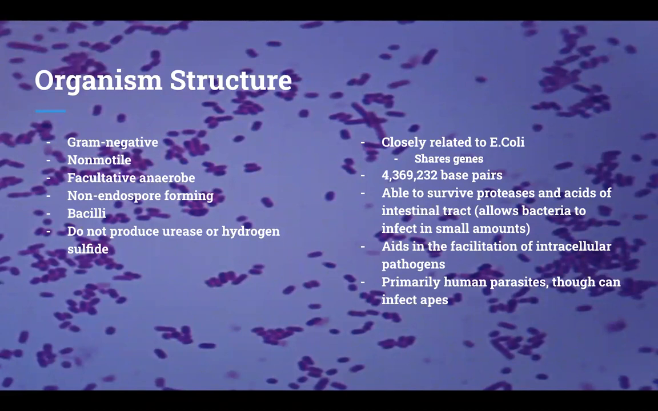4,369,232 base pairs. It is also able to survive proteases and acids of the intestinal tract. This organism aids in the facilitation of intracellular pathogens, and while it primarily affects humans as a parasite, it is able to affect apes as well.